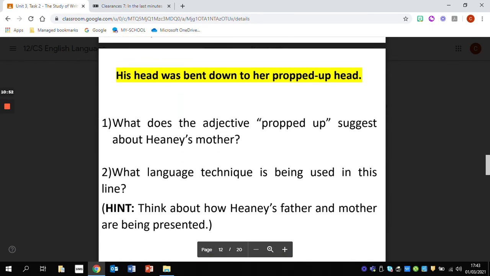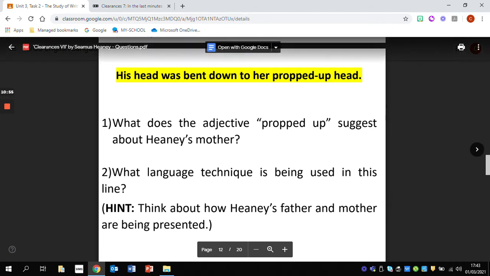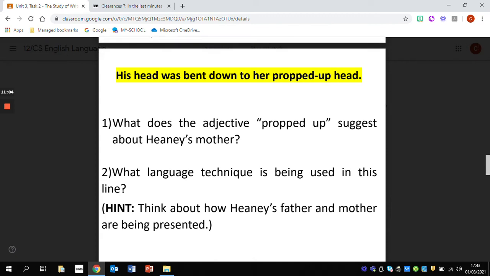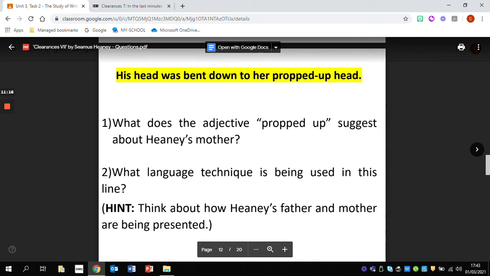"His head was bent down to her propped up head." Okay, so this propped up, this adjective, what does that tell us about Heaney's mother? So we get an impression of how she's sitting in the bed, how she's being held up. We can assume that his mother, sort of typical matriarch of the family, would have held everyone up, but now she herself is being propped up. Okay, so we have a language technique here with repetition of head, his head and her head, and it just shows the physical intimacy.